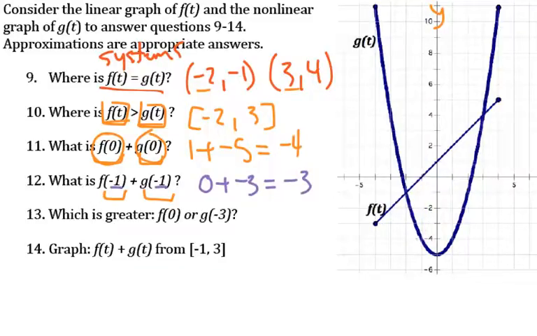Then it asks which is greater, f of 0 or g of negative 3. Well, g of negative 3 is up here, it's at 4.